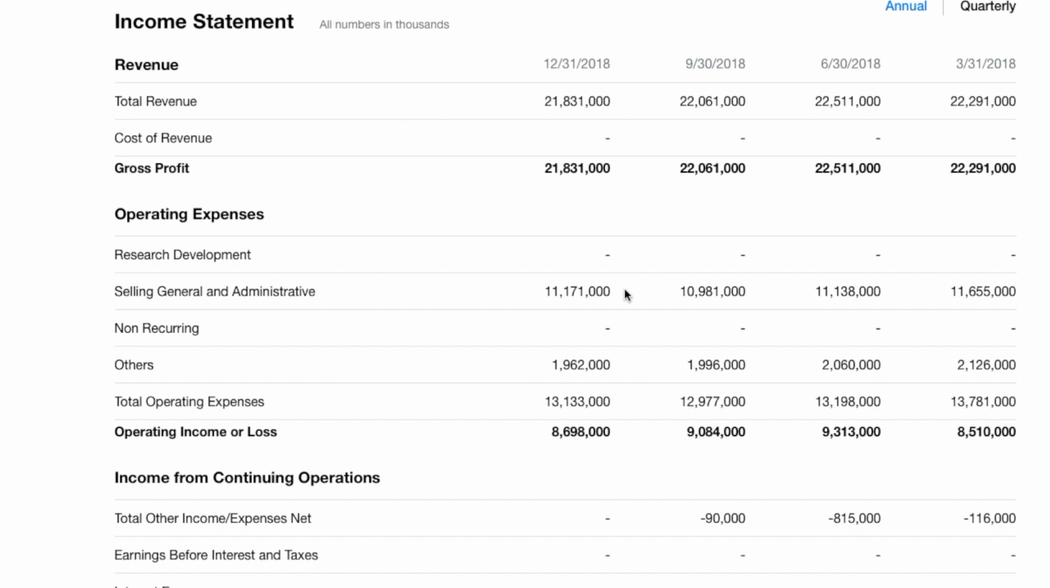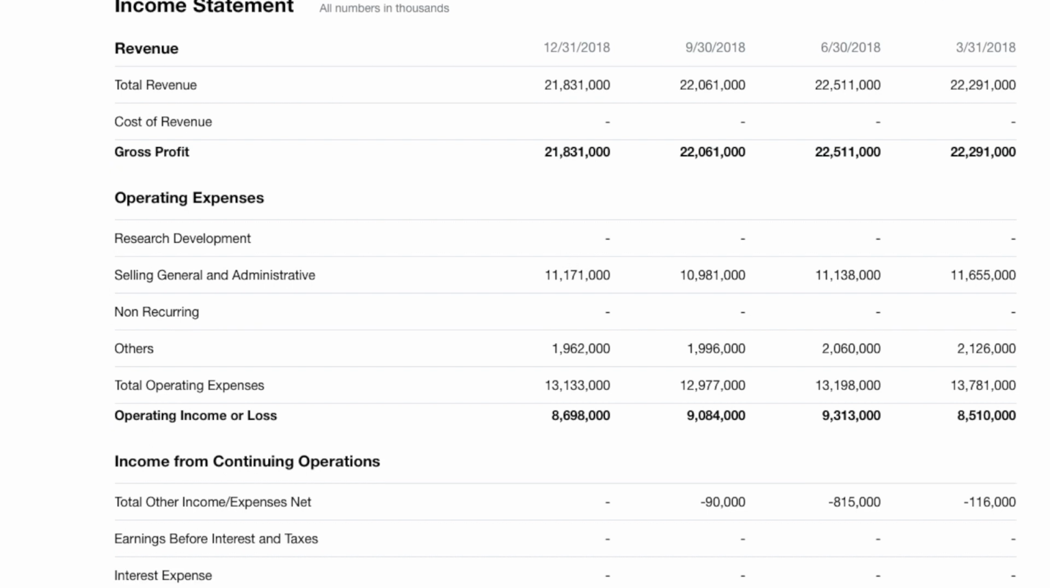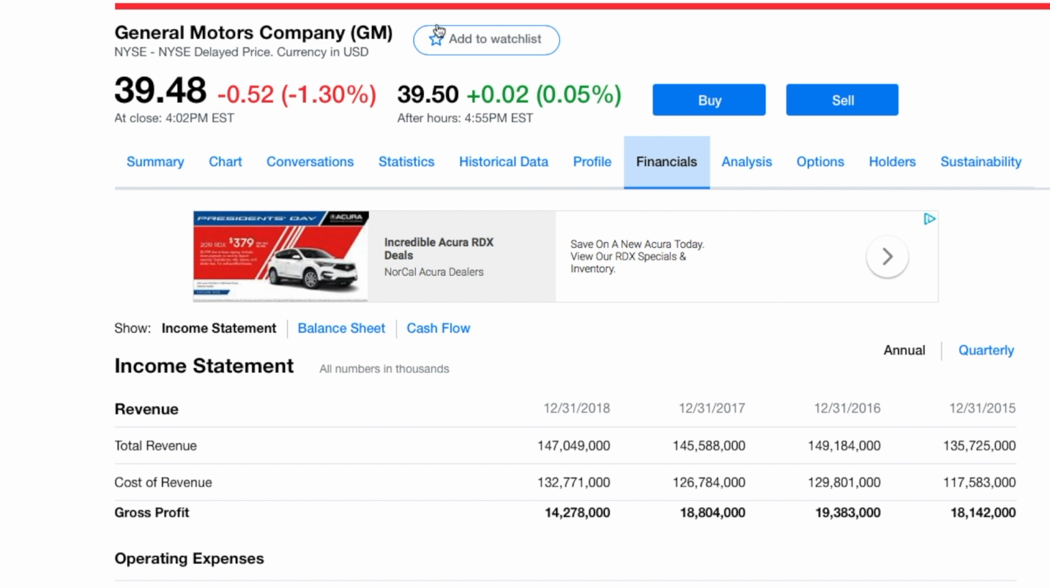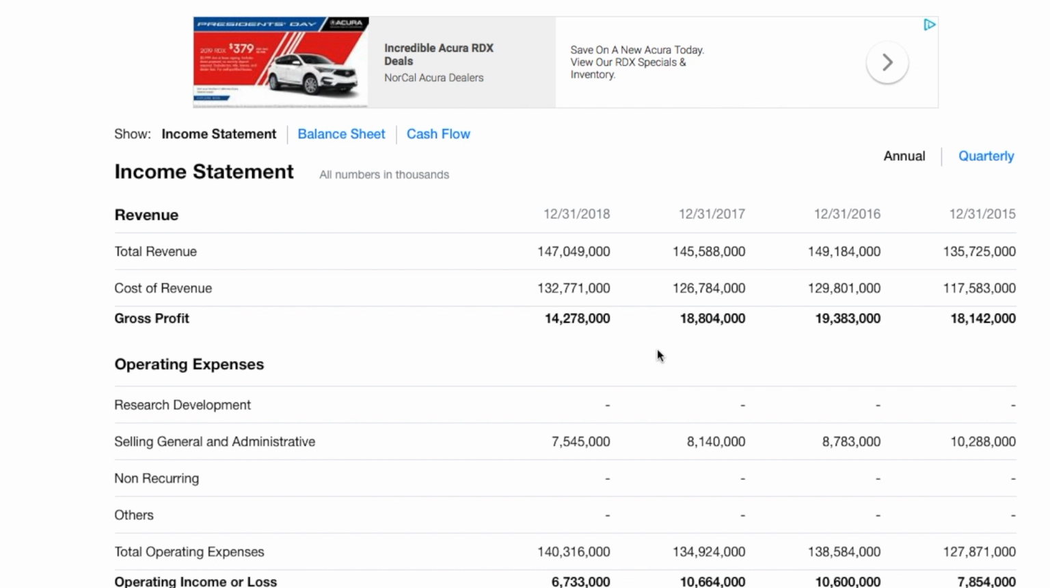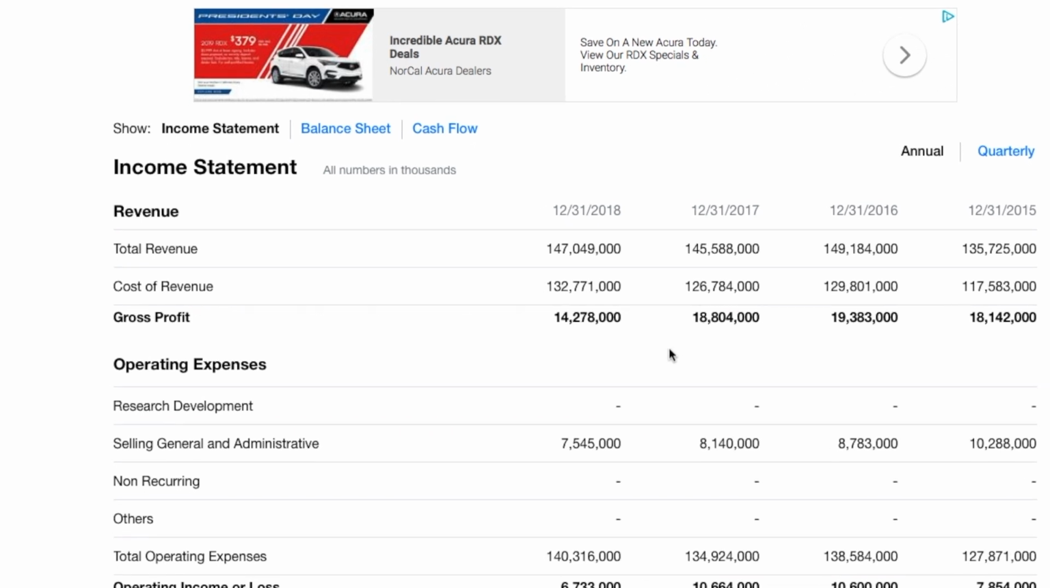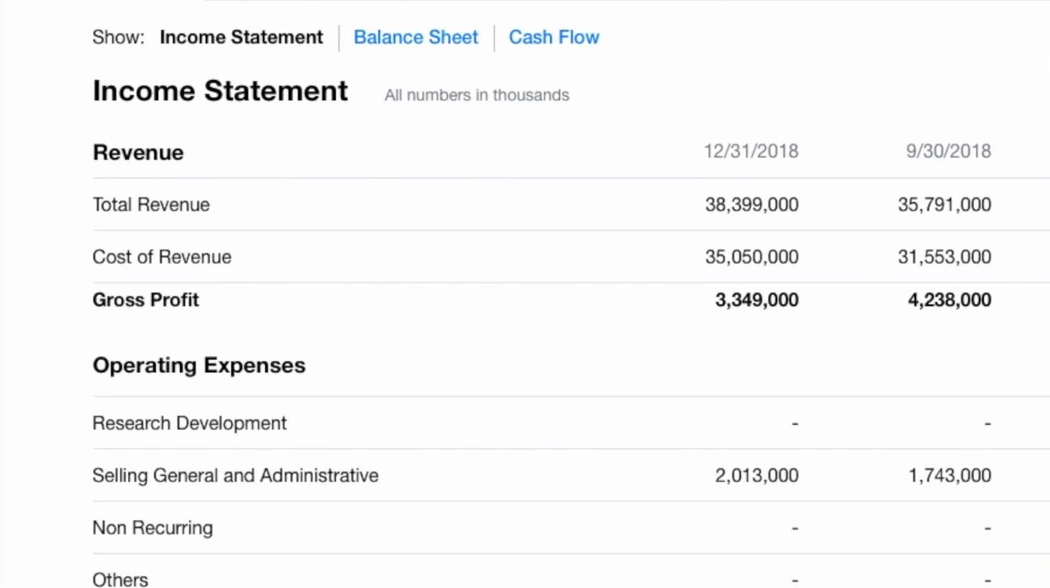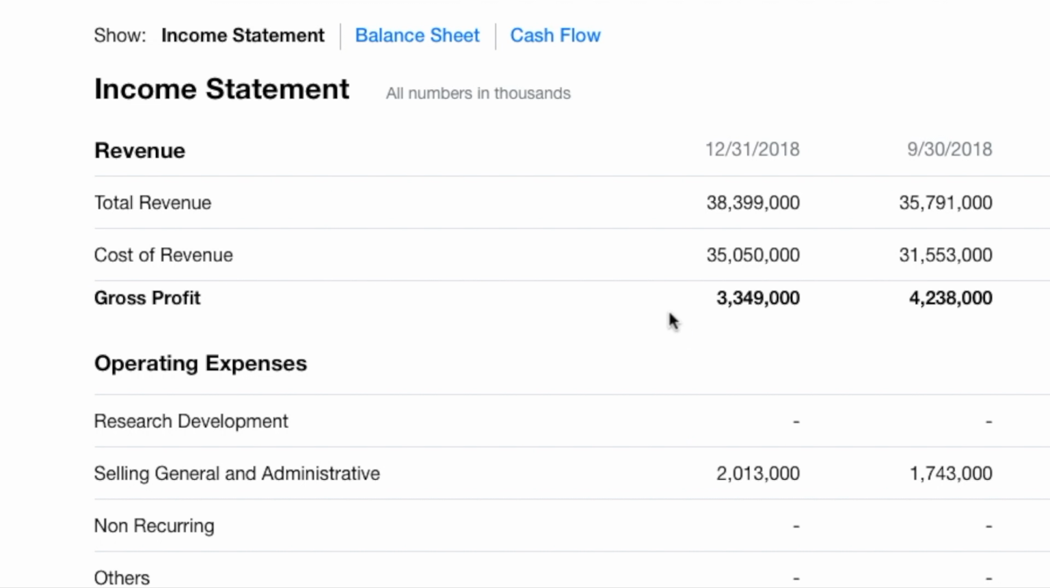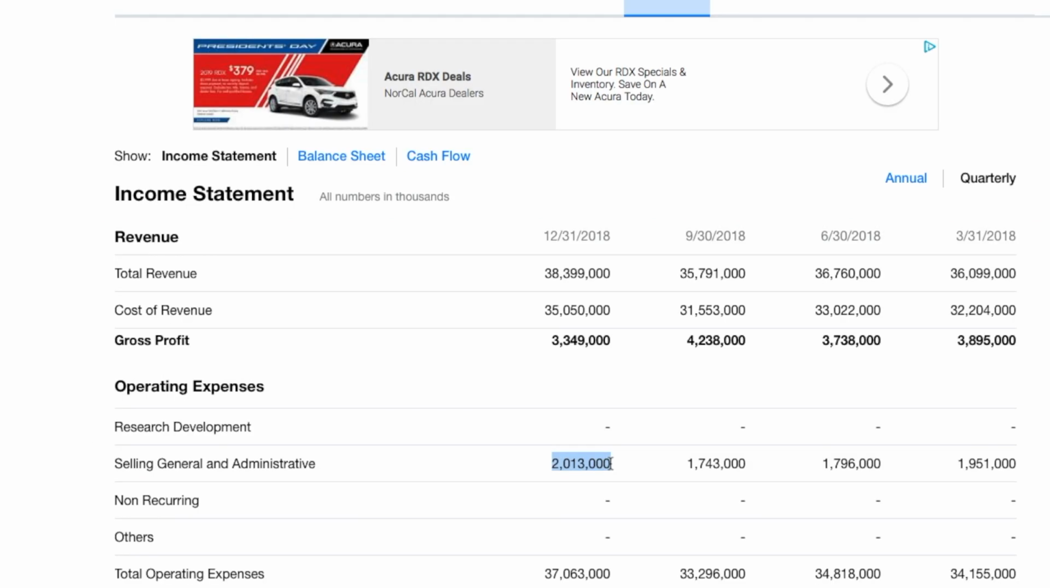Now, let's look at a different company, General Motors. Right now we're looking at General Motors' income statement, and it's very different from a bank like Bank of America, because General Motors makes a product. In their last quarter, they brought in $38 billion, but the cost of that revenue was $35 billion. As a result, General Motors isn't able to spend as high a percentage on Selling, General, and Administrative. They only spent $2 billion, which is about 5% of their total revenue.